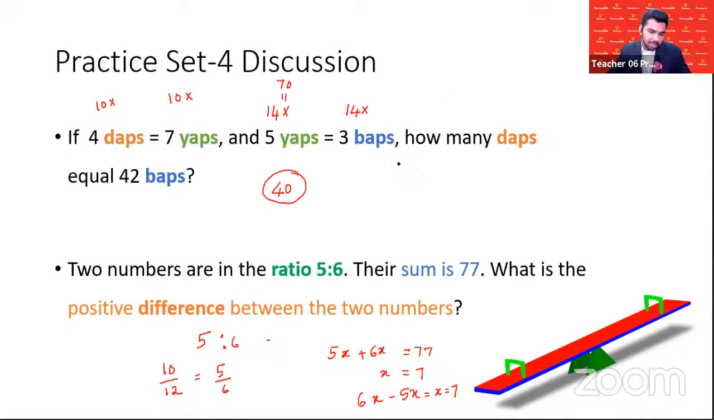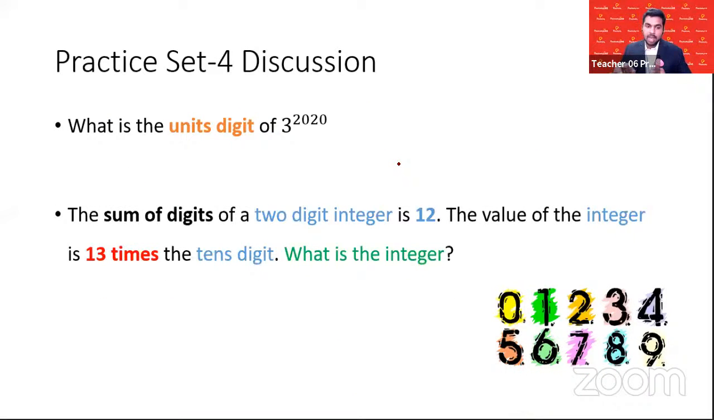What we have done in the second problem is to call the unknown number x, and then we continued. Let us go to this third and interesting problem for you. What is the units digit of the number 3 raised to the power 2020? This is the current year. So 3 raised to the power 2020. Anyone knows the answer for this?